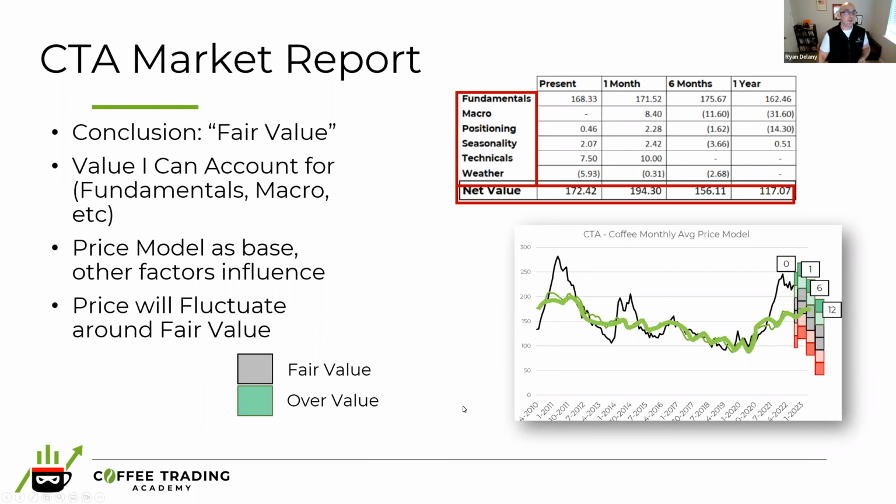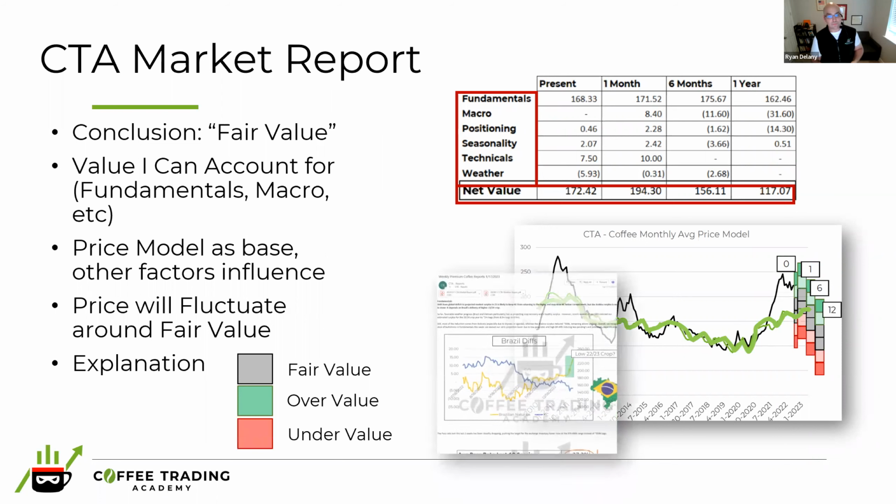If prices are way up here in the green, this is one and two standard deviations above fair value, then we would consider that to be a selling opportunity. We would say coffee's overvalued. We know it's high, but we can't account for any of the value there. It is for reasons that don't seem based in any of this logic. Or if prices are very low in the red boxes here, then that says coffee is undervalued. That would be a buy opportunity.